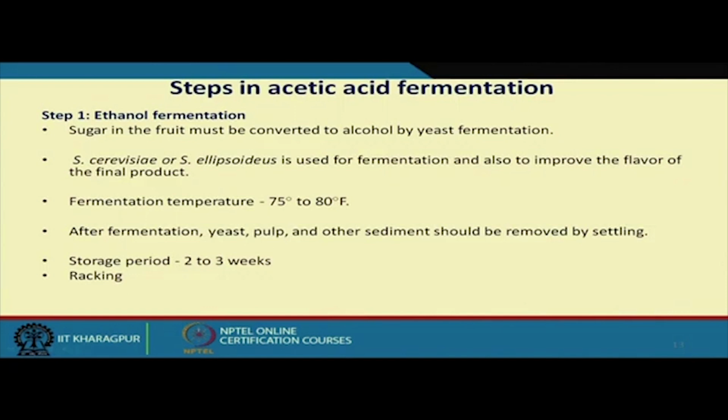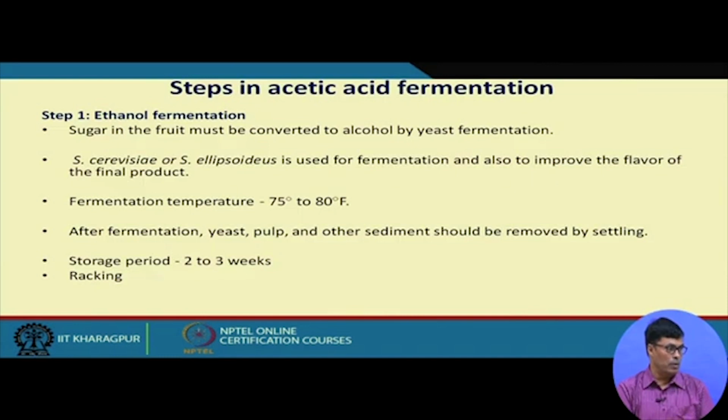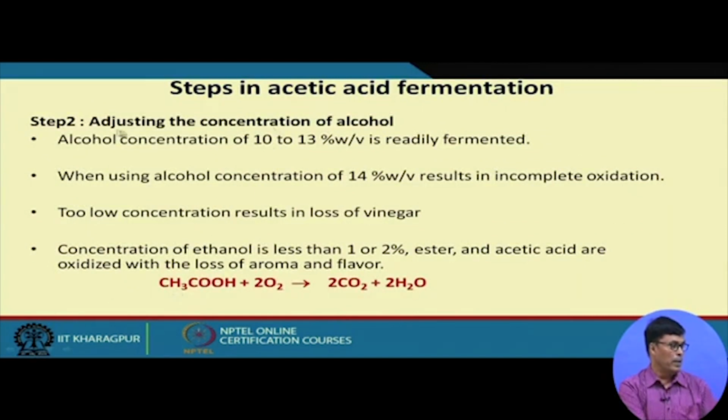Now, as for the steps involved, the first step is the ethanol fermentation process, where sugar is converted to ethanol with the help of Saccharomyces cerevisiae or Saccharomyces ellipsoideus, and we maintain the temperature at 75 to 80 degrees Fahrenheit. After the fermentation, yeast pulp and other sediments should be removed by settling and storage for 2 to 3 weeks, then racking, which is also a kind of clarification process. After that, in the second step, we adjust the concentration of alcohol.